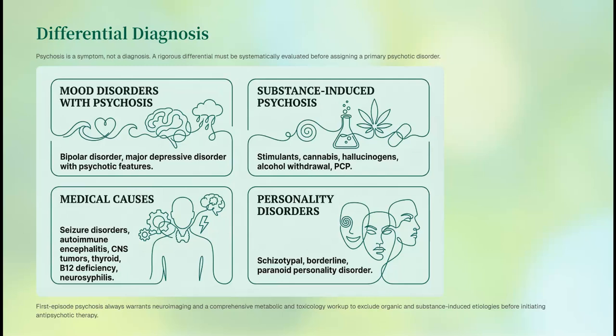Next is substance-induced causes. Think about stimulants, cannabis, hallucinogens, alcohol withdrawal, PCP. So you got to get through a very thorough history. You got to work through all of these differentials.